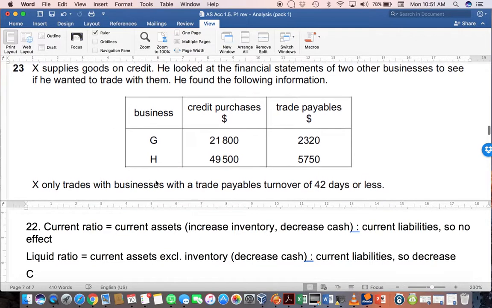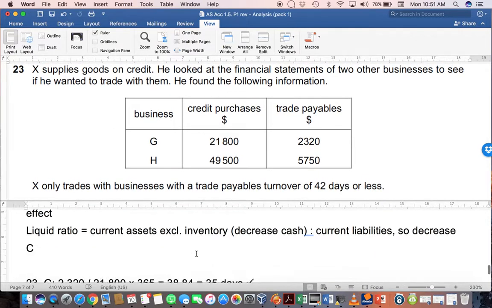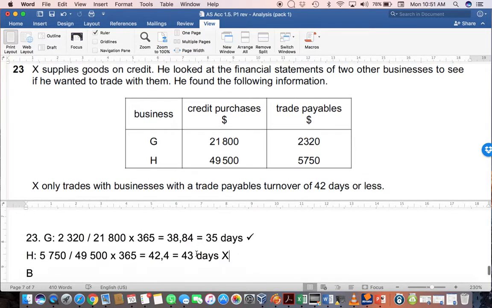Question 23. X supplies goods on credit. He looked at the financial statements of two other businesses to see if he wanted to trade with them. He found the following information. Now, remember that this information here is from the perspective of G and H.